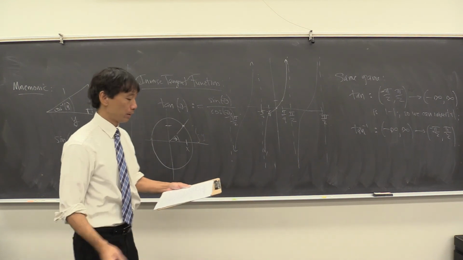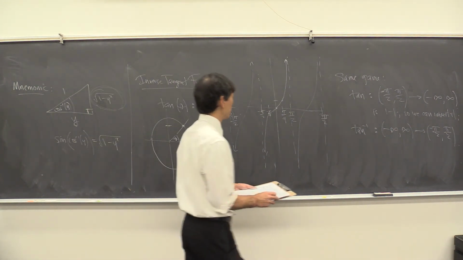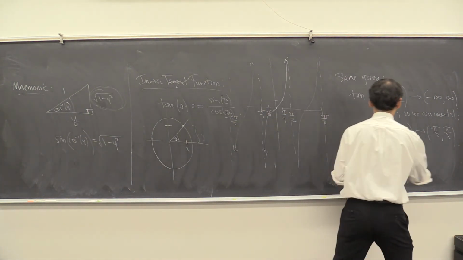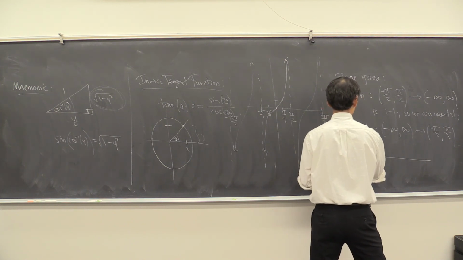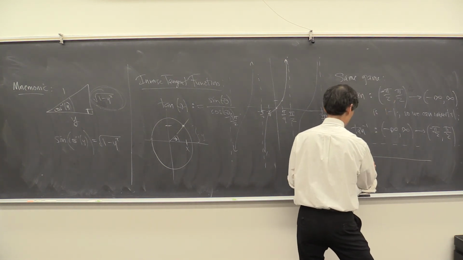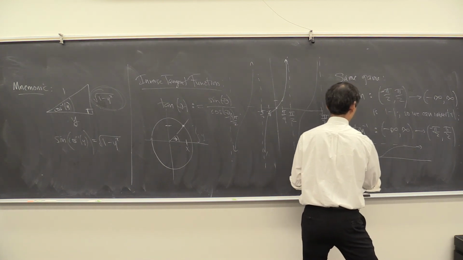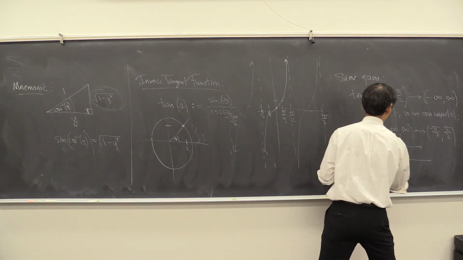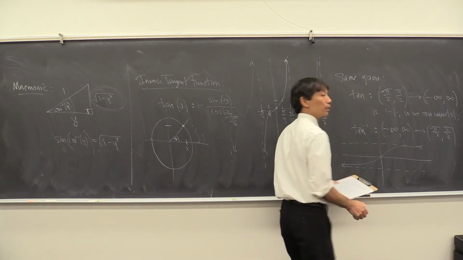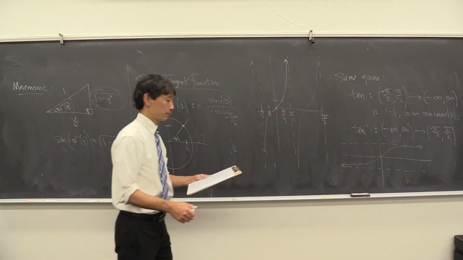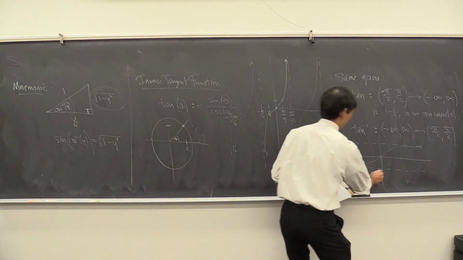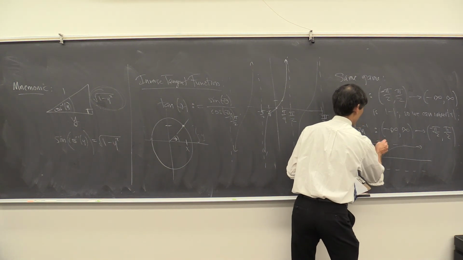The graph of it looks like this. It's the reflection of the other graph, going from negative pi over 2 to pi over 2.